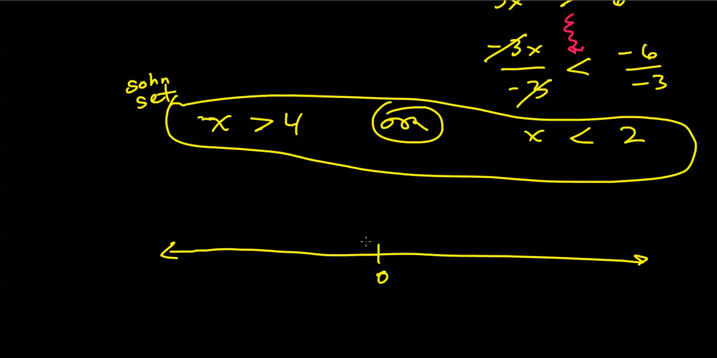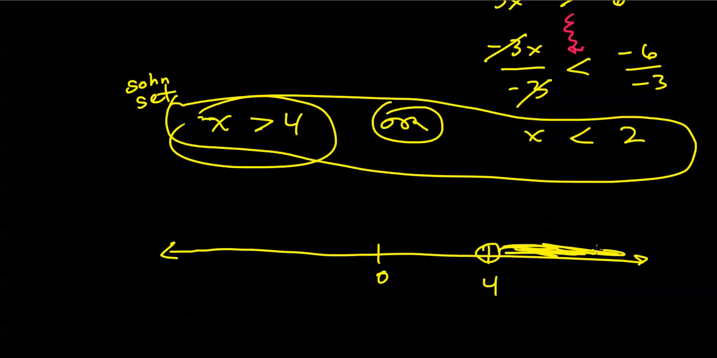I'll put 0 here. x is greater than 4. Well, greater than means to the right of, and strictly greater than means open circle at the boundary value of 4. Nice and bold. Or x is less than 2. Well, less than 2 means everything to the left of 2. Strict inequality, open circle.